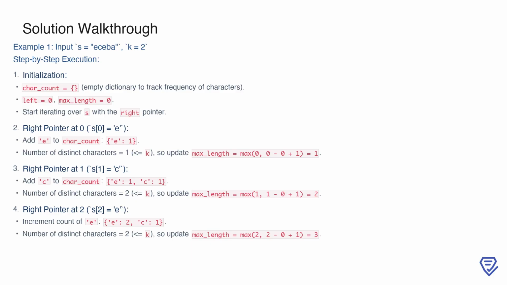Next, we begin iterating over the string using a right pointer. At position 0, the character is e. We add e to the dictionary, making char_count equal to e1. Since the number of distinct characters is 1, which is less than or equal to k, we calculate the current substring length as right - left + 1, which is 1. We update max_length to 1.